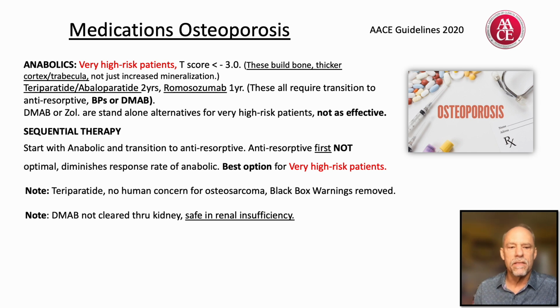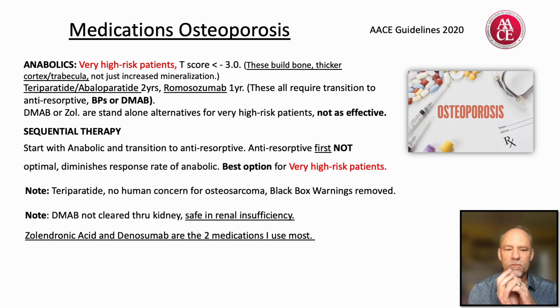Note that the black box warning for teriparatide related to osteosarcoma has been removed, based on post-market analysis for more than 20 years. There is no increase in osteosarcoma in women higher than baseline, what would be expected in the population. A note about DMAB or denosumab: it's not cleared through the kidney, so it's safe in renal insufficiency.